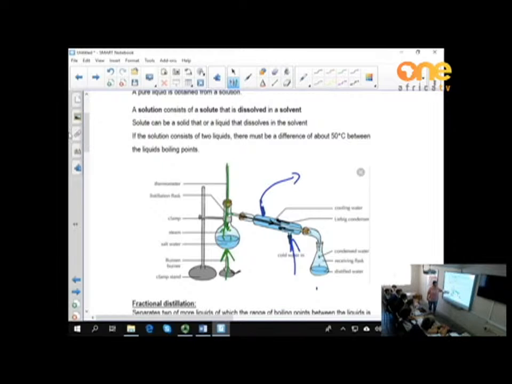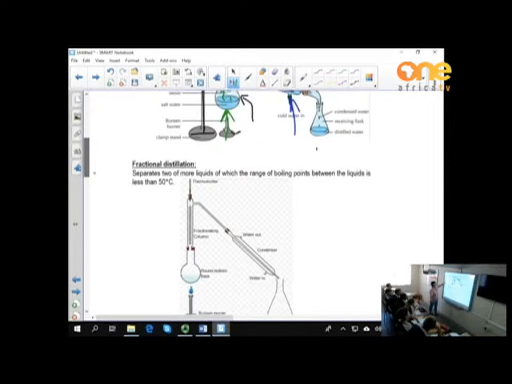Note the other apparatus. Here I have a retort stand with a clamp. There's my retort stand. There's my clamp. What would the name of this container be? That one would be what type of flask? A round-bottomed flask. It's got a round bottom, so that's a round-bottomed flask. Got the Bunsen burner and a thermometer.